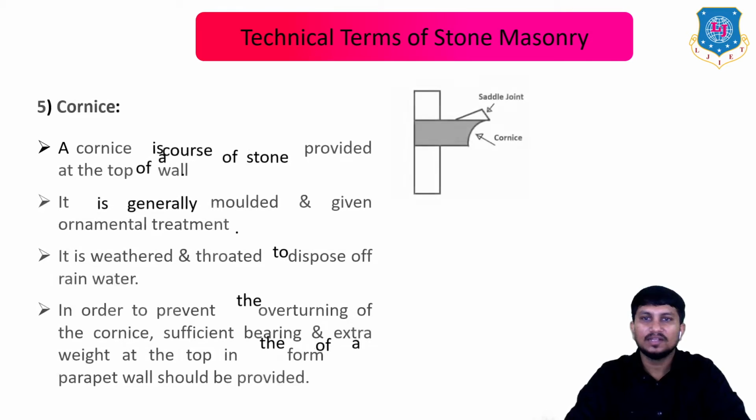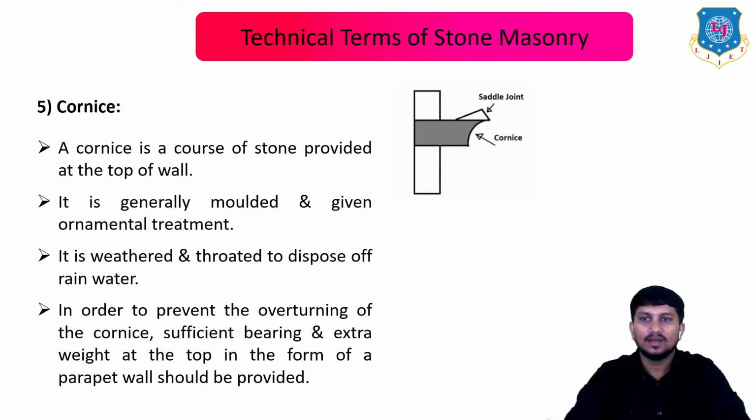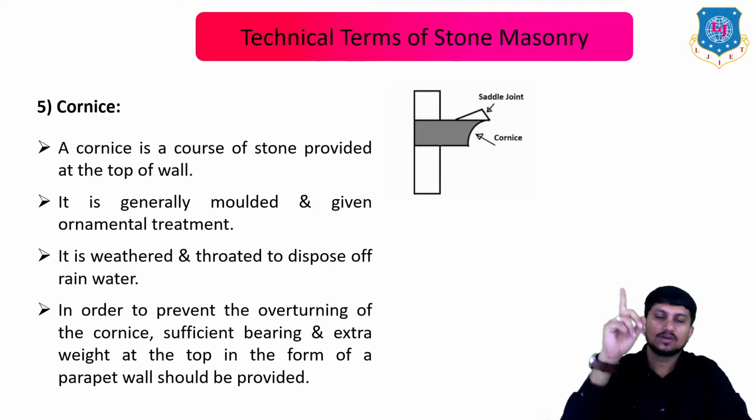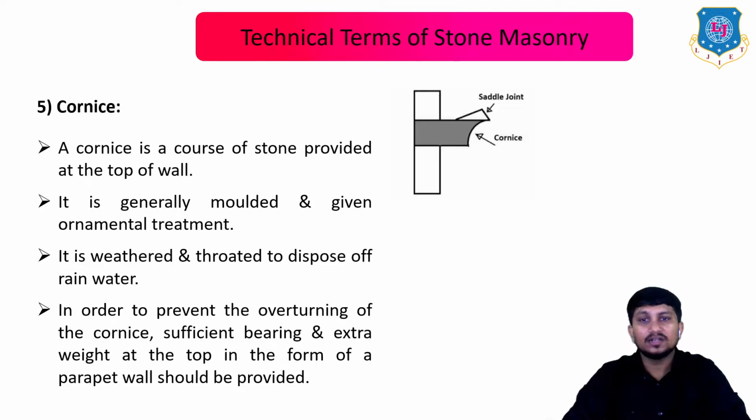Next is cornices. A cornice is a course of stone provided at the top of the wall. You can clearly see cornice in this figure. It is generally molded and given ornamental treatment. It is weathered and throated to dispose of rainwater. In order to prevent the overturning of the cornices, sufficient bearing and extra weight at the top in the form of a parapet wall should be provided.